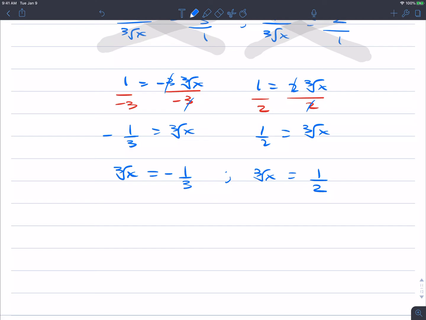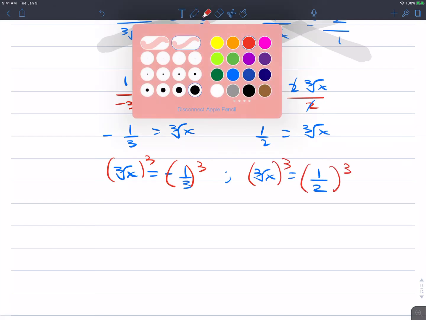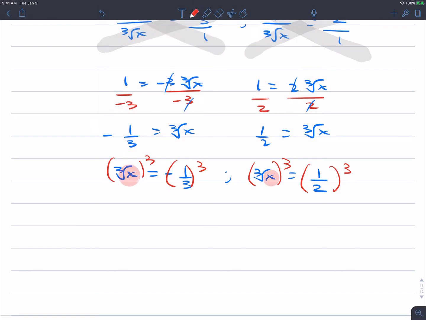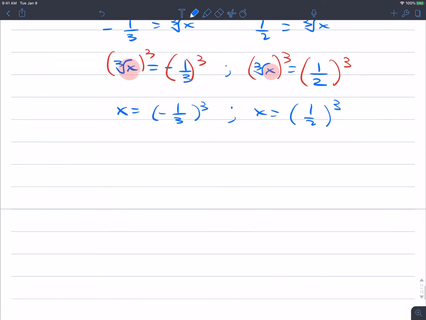Okay. And again, how we get rid of this radical is by cubing both sides. And what we have left is whatever's under this radical. That's just an x. X is negative 1/3 cubed. We get x is positive 1/2 cubed. So perform your arithmetic here: negative 1/3 times negative 1/3 times negative 1/3, 1/2 times 1/2 times 1/2.